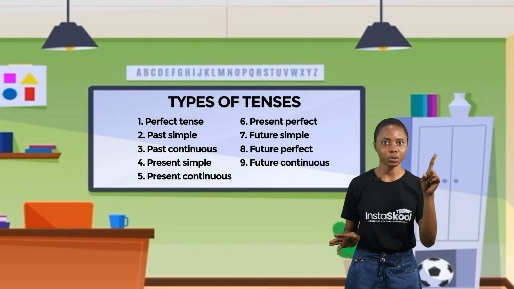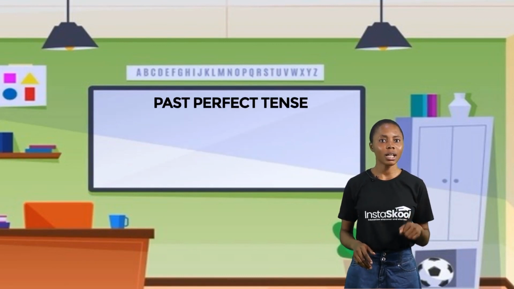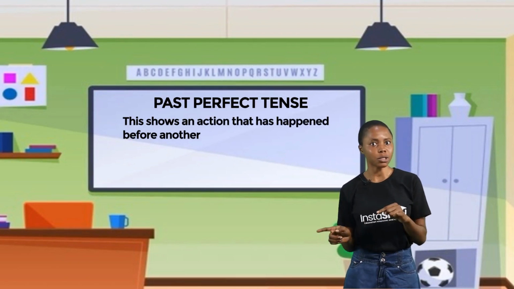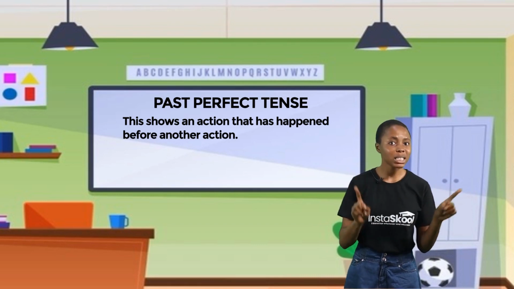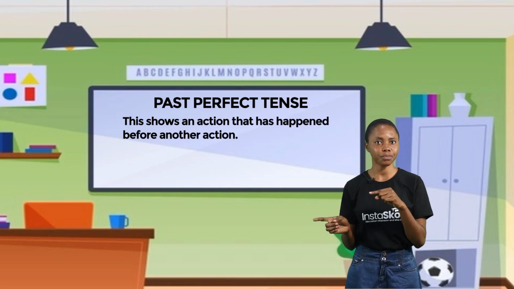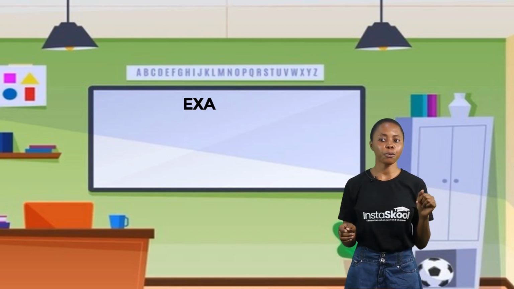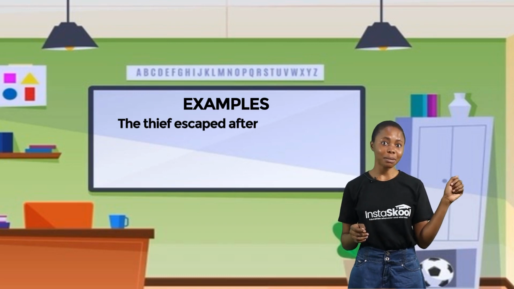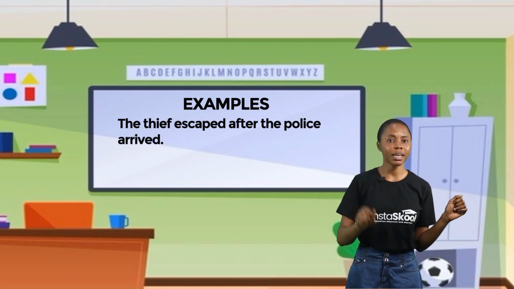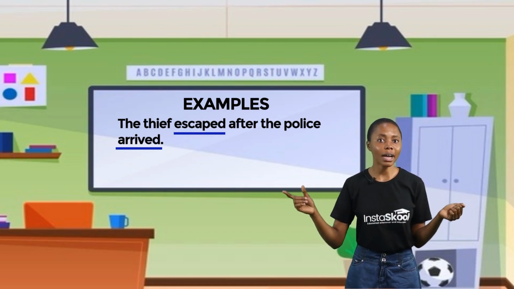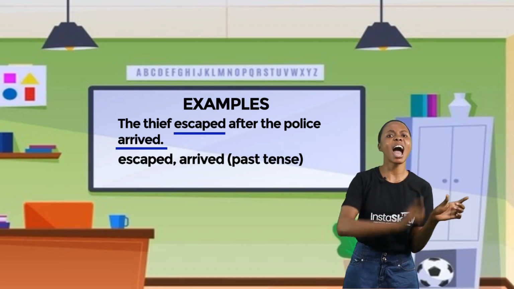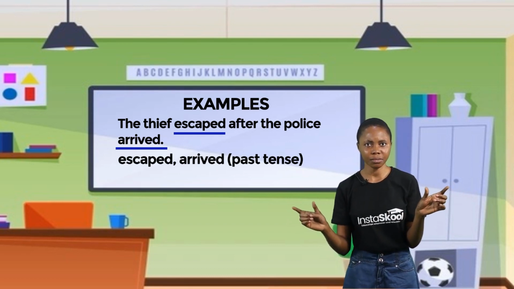So we start with the first one, past perfect tense. Now, past perfect tense shows an action that has happened before another action. Remember, past perfect tense shows an action that has happened before another action. First example will be, the thief escaped after the police arrived. Now notice, all our verbs here, escaped and arrived, are in past tense. But it's telling us that one action happened after another action has happened.